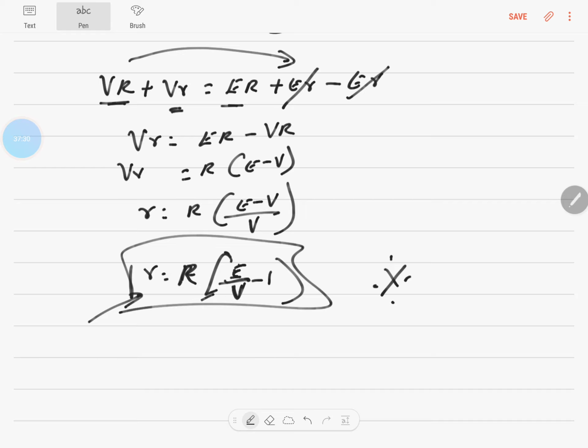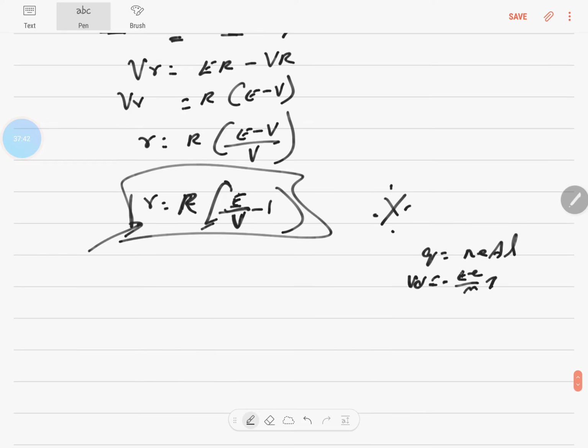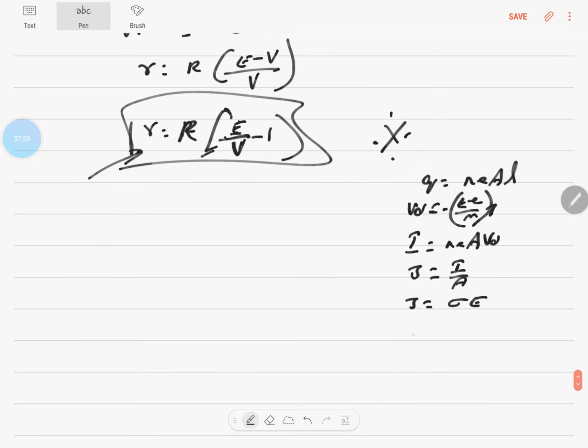So if you want to recall, you know that the total charge in a conductor is Nel. Then drift velocity is capital E into small e by m into relaxation time tau, with a negative sign, of course. And we can forget about the negative sign if you're writing only the formula. Then I is equal to neAvd. And J is equal to I by A. And J is also sigma times electric field. So, you know that resistivity is m by ne squared tau. Conductivity is ne squared tau by m.